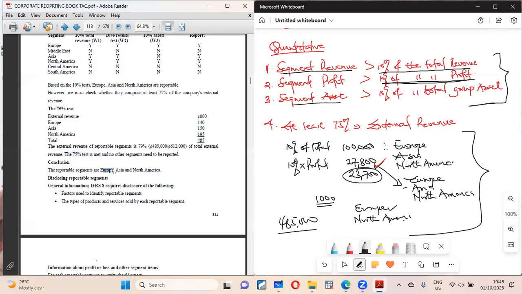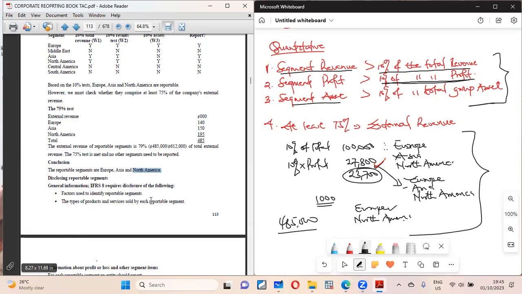So it means Europe, Asia, North America must be disclosed separately. That is all that you say. That is all that I say. But before you can do that, you need to go through the qualitative steps and the quantitative. Whichever one you are going by, you select. When you are done, you disclose. What are the information that you are going to disclose?